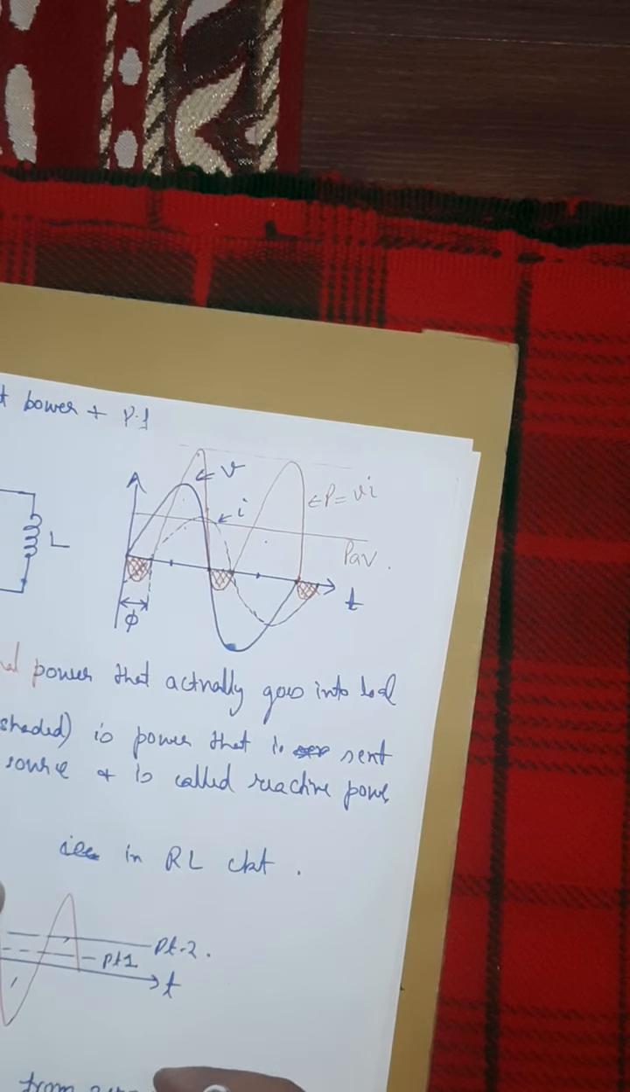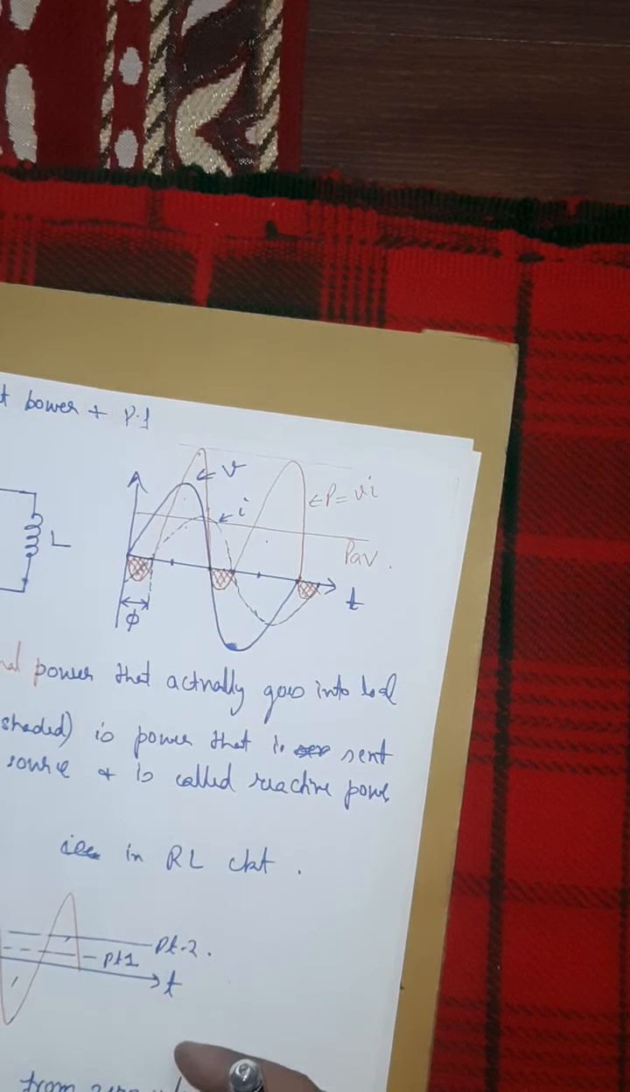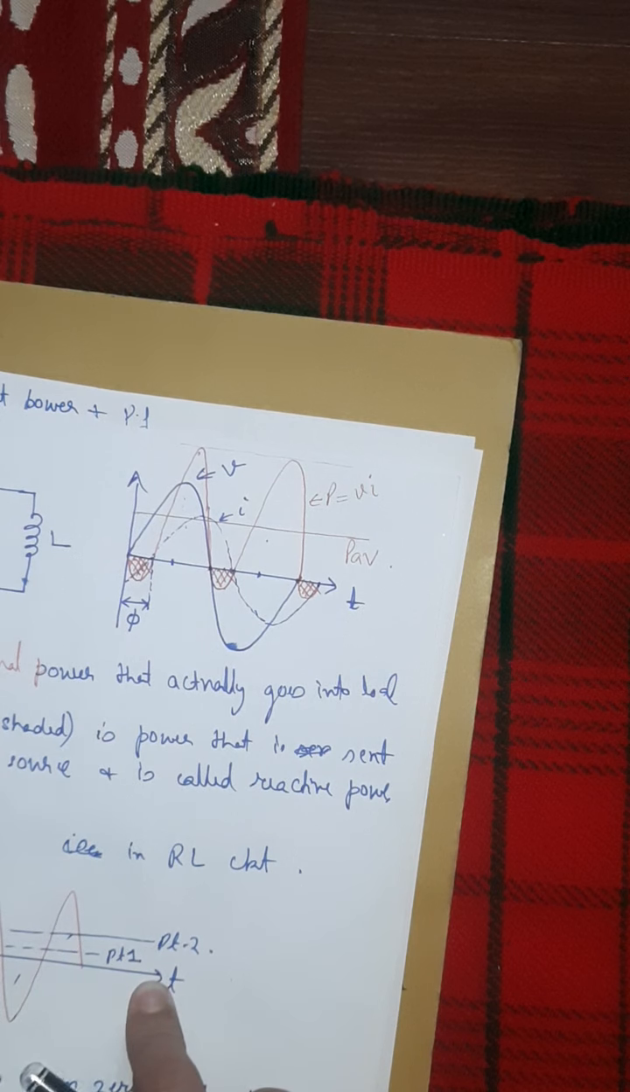Okay, and I am showing here, if it is purely inductive, the power curve will be like this. Average power will be 0. As we go on increasing the resistance, the curve will start shifting upwards. The time axis will be here, but this curve will start shifting upwards, and the average power will keep on increasing.